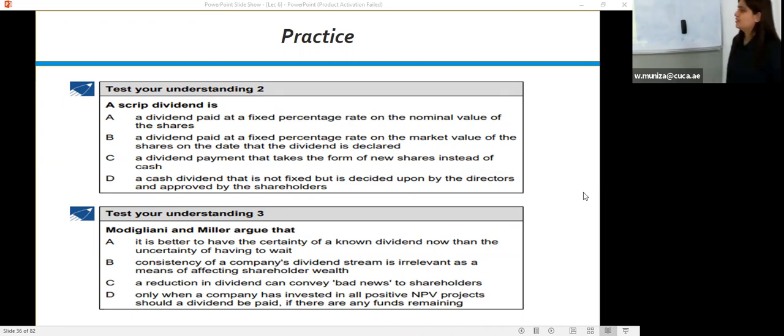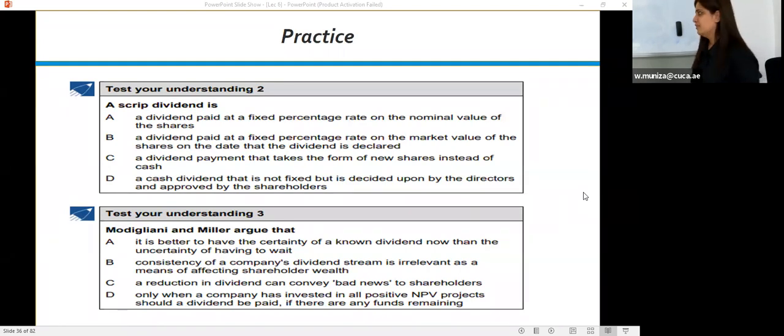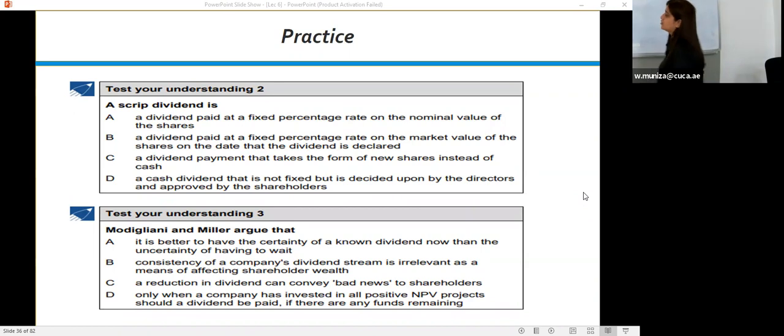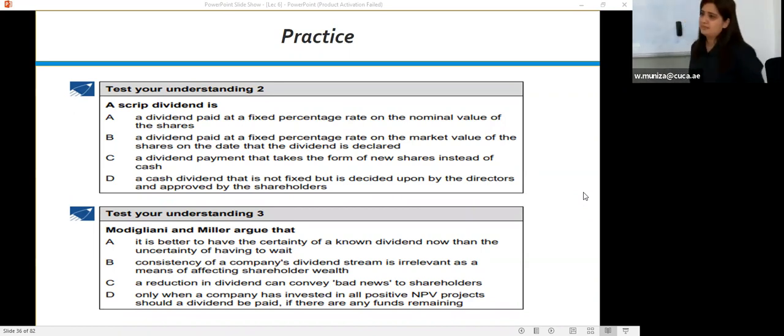Okay. Then for understanding number 3, D is not the answer because that is residual theory. What about C? A reduction in dividend can convey bad news to the shareholders. This is dividend relevancy. Then B, consistency of the company's dividend stream is irrelevant as a means of affecting shareholders' wealth. This is the argument given to us by MM. Modigliani and Miller provided us the dividend irrelevancy theory, but the residual theory is separate. So this is again the way of selecting the right answer. If all the others are not fitting, then the remaining one is the answer.